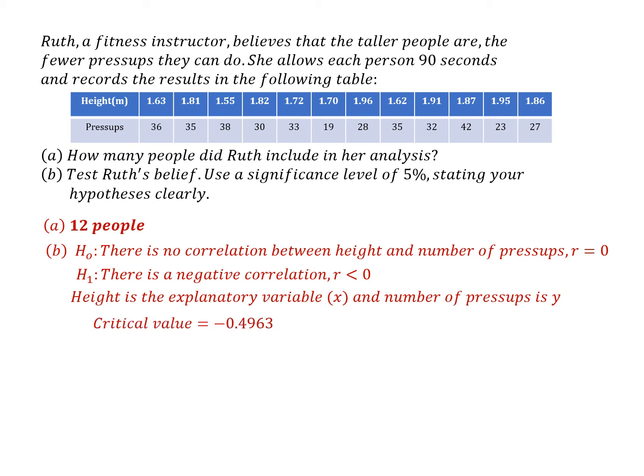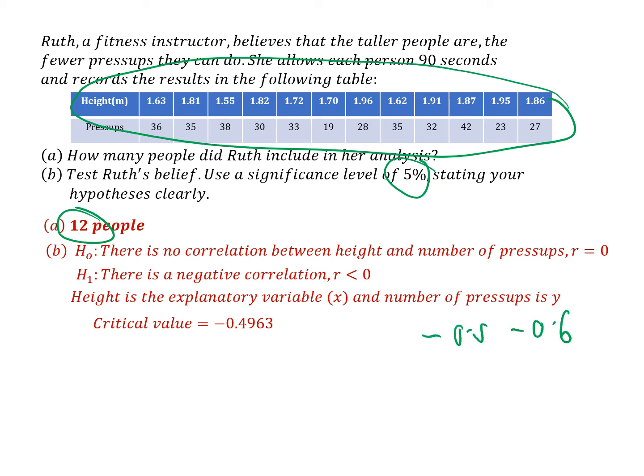From the tables, you should be able to find that the critical value at 5% with 12 in your sample is 0.4963. But because we're looking at negative correlation, the critical value is minus 0.4963. So for us to have a significant result, the value of the correlation coefficient of our actual data would have to be smaller than minus 0.4963. It'd have to be something like minus 0.5 or minus 0.6. If we found these values, they would be significant and would be in the critical region.